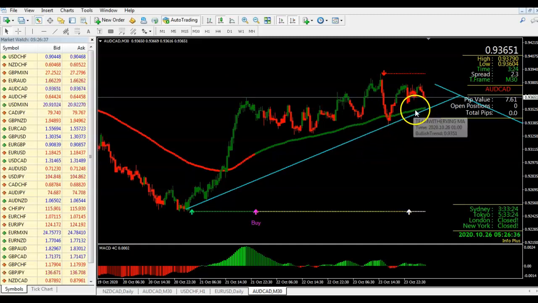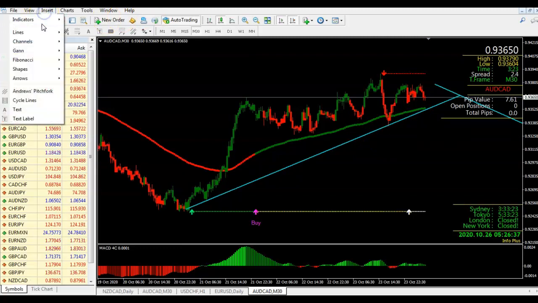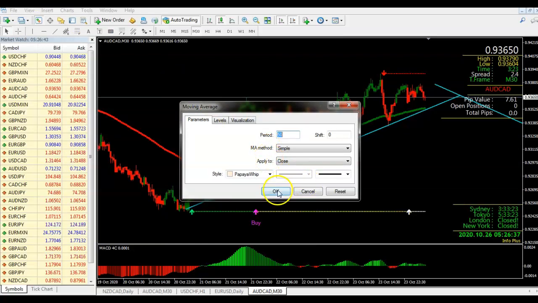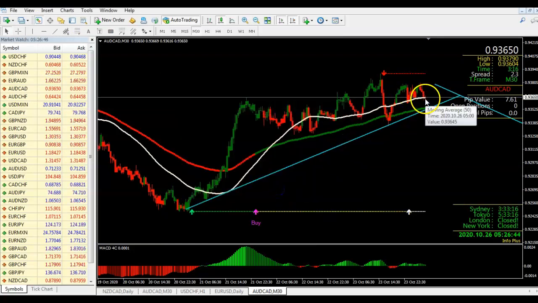Also, if you have an MA, you can insert one. A 50 moving average is a very good one. You see, insert it right there.